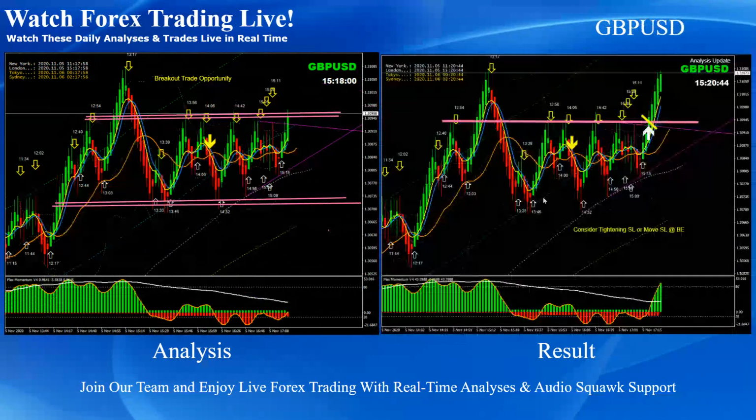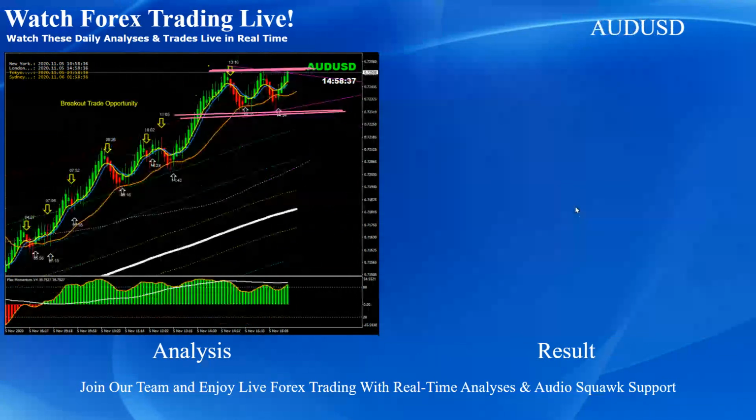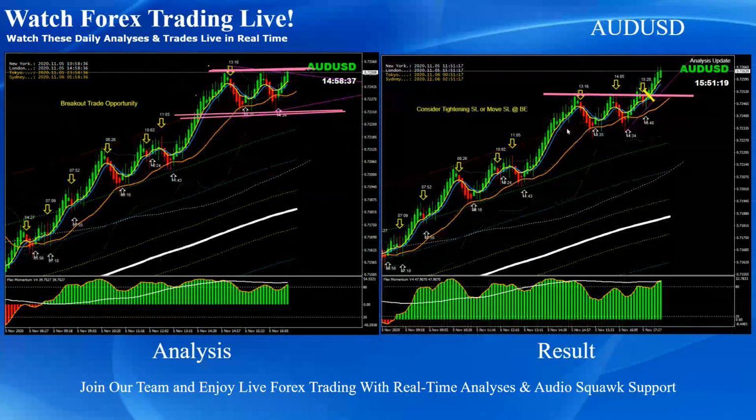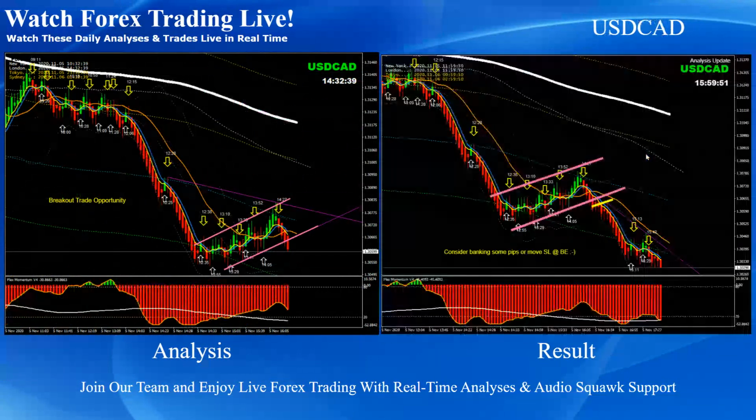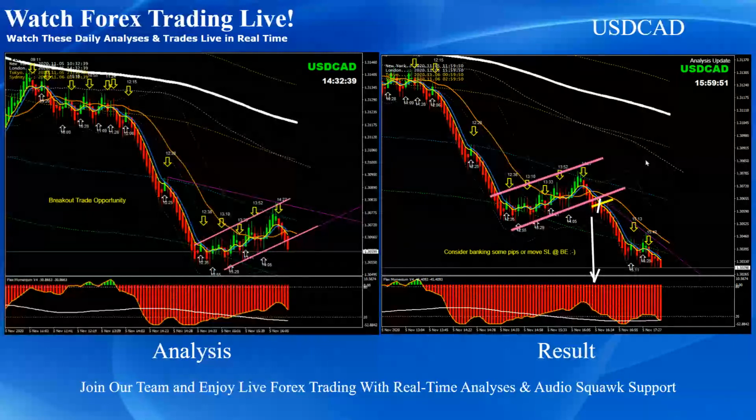And pound dollar, as you can see, this was a pretty straightforward consolidation breakout, long trade. And Aussie dollar, this one again, pattern breakout, consolidation breakout, long trade. Dollar CAD, we had such a beautiful breakout short trade previously. After that, as you can see, we announced that the bearish flag pattern had developed. If you look at the bottom, based on the momentum, beautiful breakout short trade on dollar CAD.